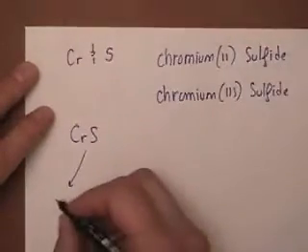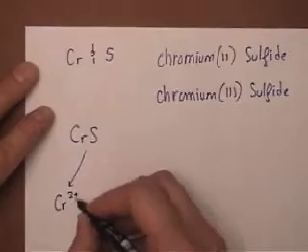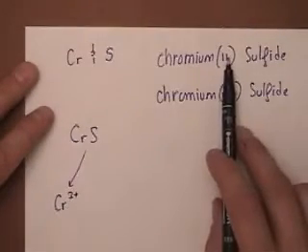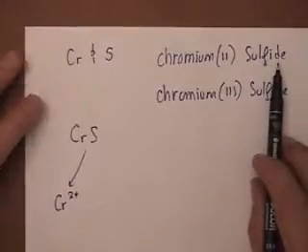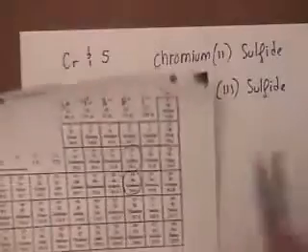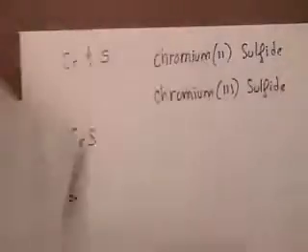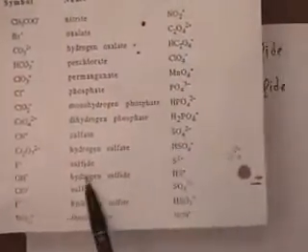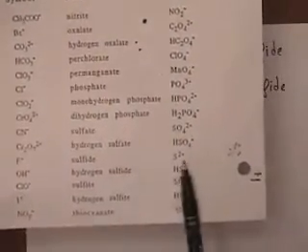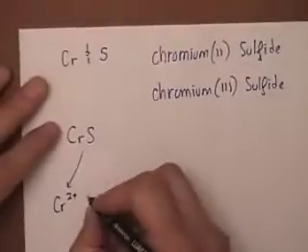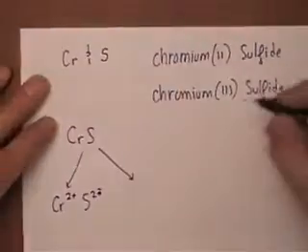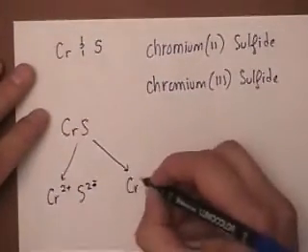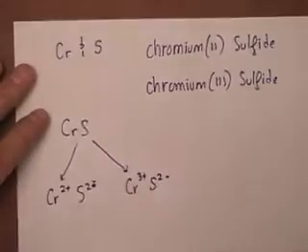With the chromium 2, that's going to be Cr2 plus. That's a nice thing about these stock numbers. Whatever that number is, that's your ionic charge. And sulfur, if you look at your periodic table, sulfur is in the 2- column, or you could also look on your ion sheet in the negative ion side under sulfide. It's already pre-named for you. Well, there it is as a 2-. Or I can go chromium 3, Cr3 plus S 2-.